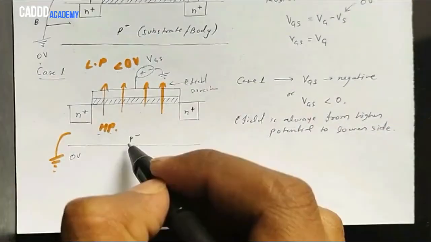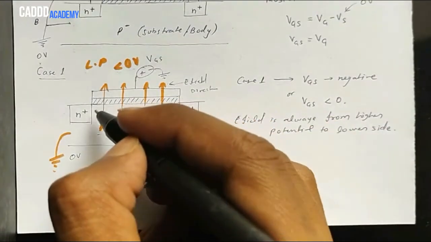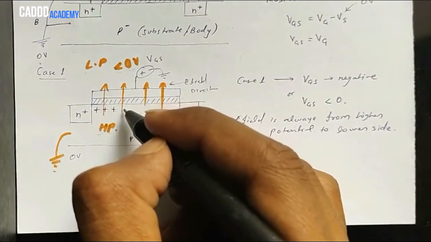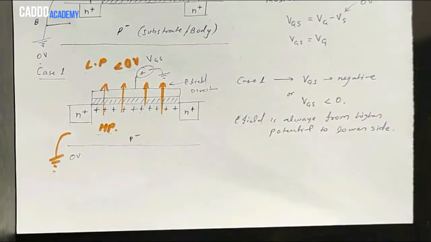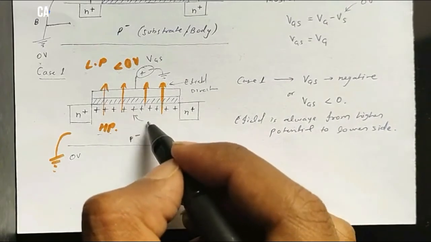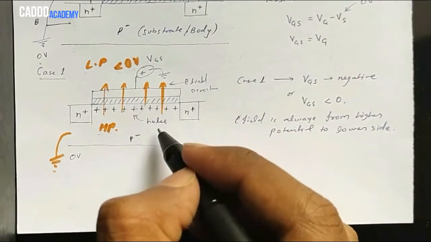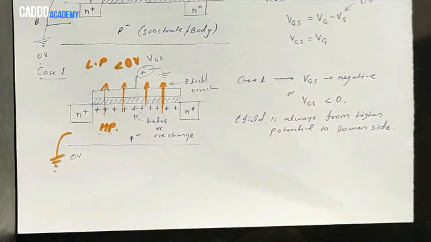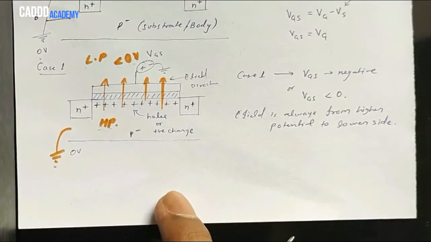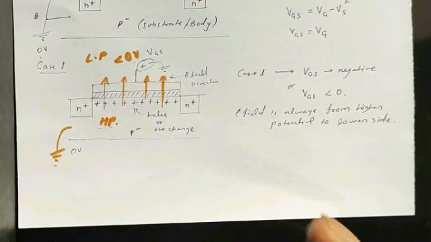So due to this electric field, the holes from the P minus region will be attracted towards the lower potential. Listen to this again: holes from the P minus region will be attracted towards the lower potential, because high potential is positive with respect to the lower potential. So the lower potential here is negative for the holes. So holes are attracted towards the lower potential.